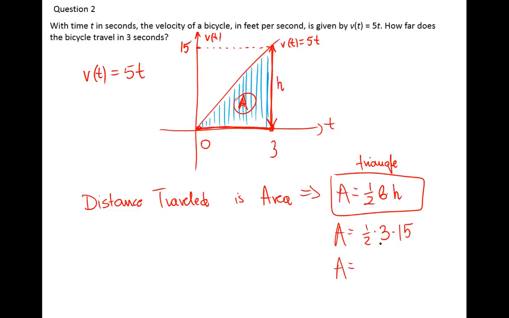Okay, that means what we have? We do have 15 times 3, it's 45 divided by 2, 22.5. And what units? Because the velocity was feet per second, right? But we know that always if we are integrating, we take the rate and multiply by the time. That's my rate, and multiply by the time. That means this will be the distance.